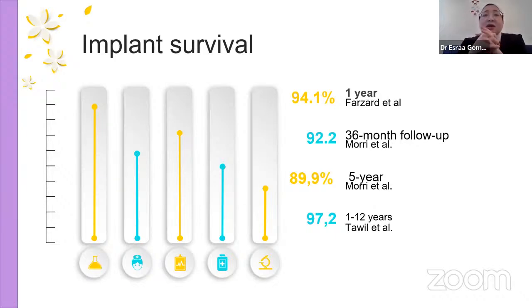Farzad et al. suggest that the first-year success of implants in diabetic patients is 94%. Mori et al. suggest that after 5 years, the success of implants is 89%, which is very adequate.